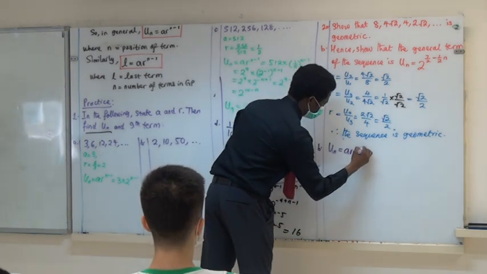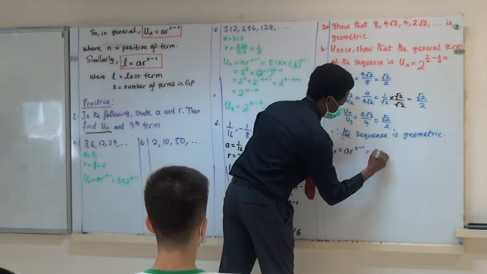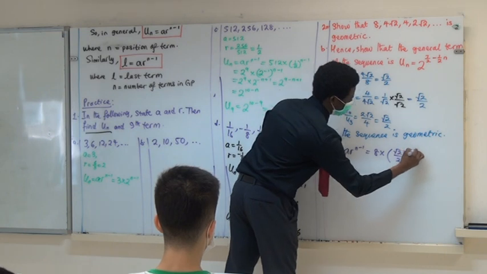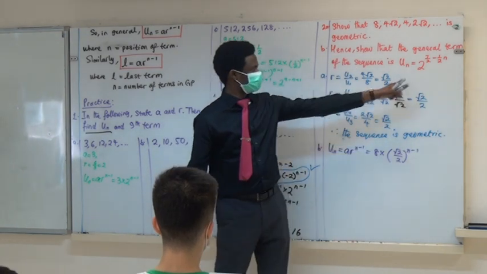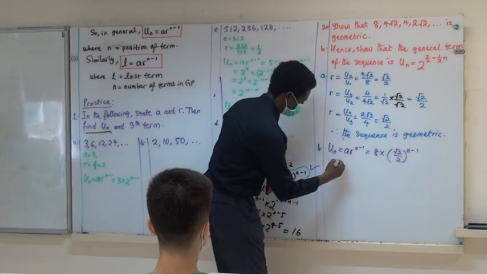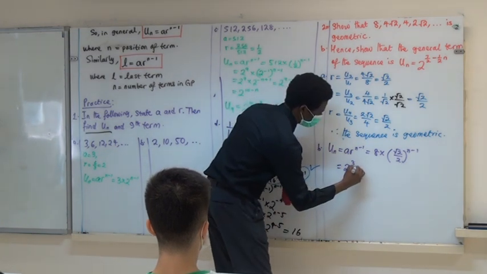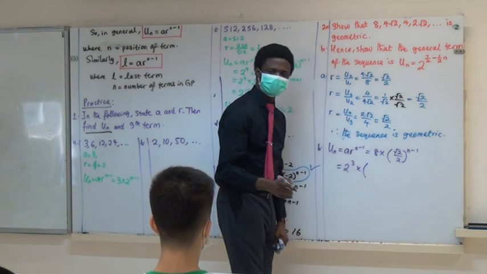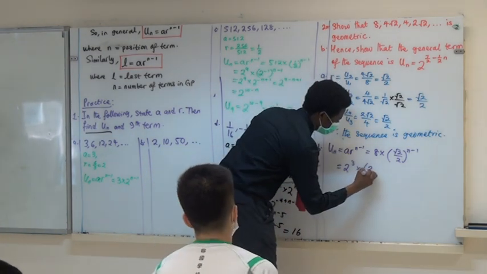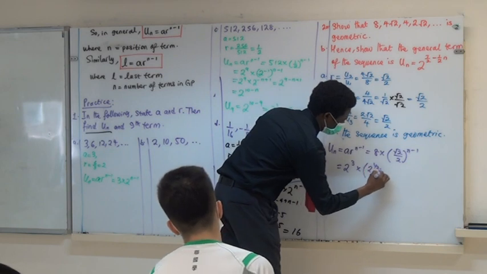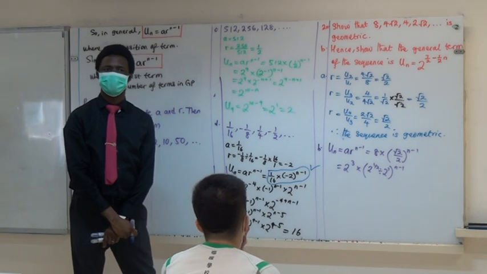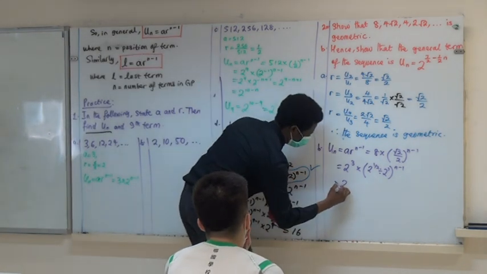a r^(n-1), which is a is 8, r is root 2 divided by 2, to the power n minus 1. So as you can see, everything is to the power base of 2. So we need to get that. 2 cubed. And these brackets, I'm going to do it the other way, not the way you did it now. This is actually 2 to the power half divided by 2 to the power 1. Agree with me? So, I get 2 cubed.